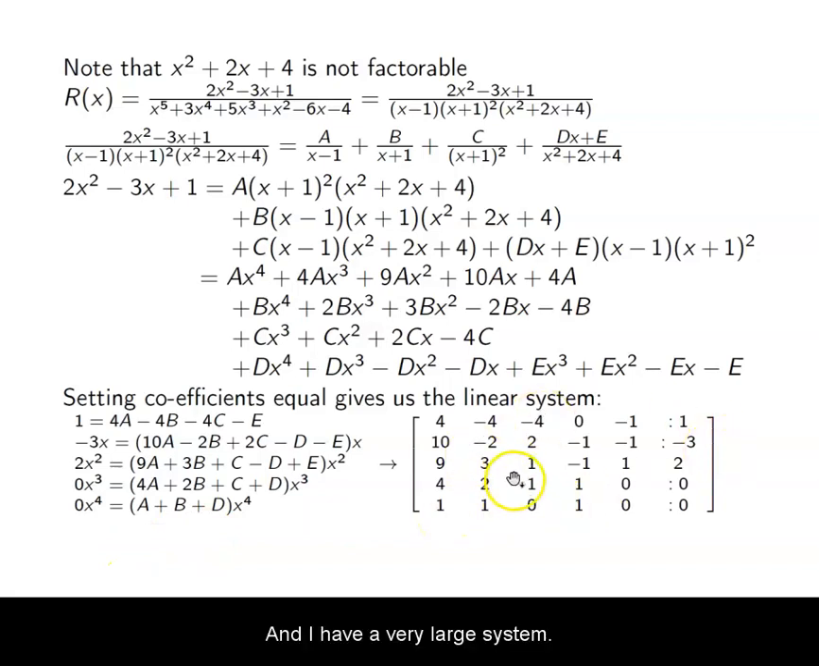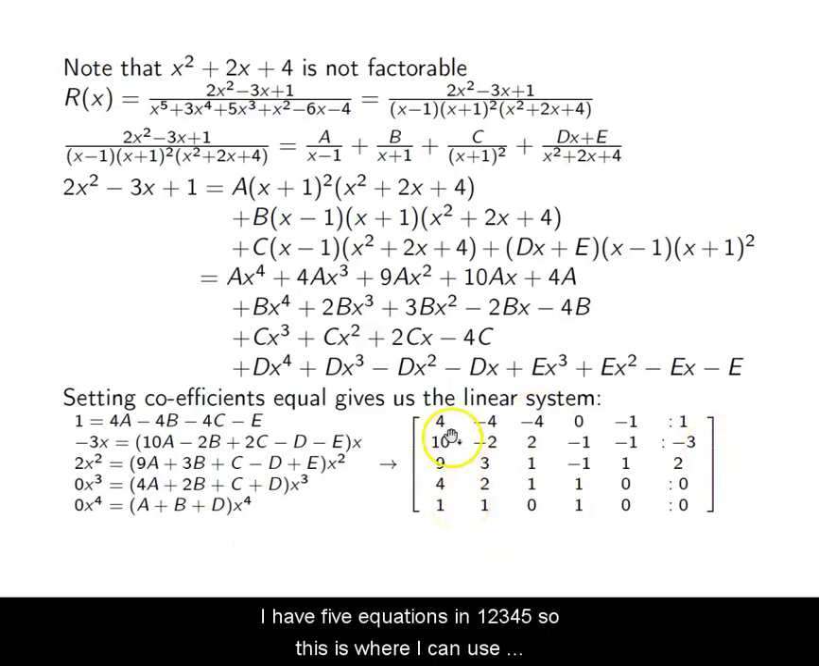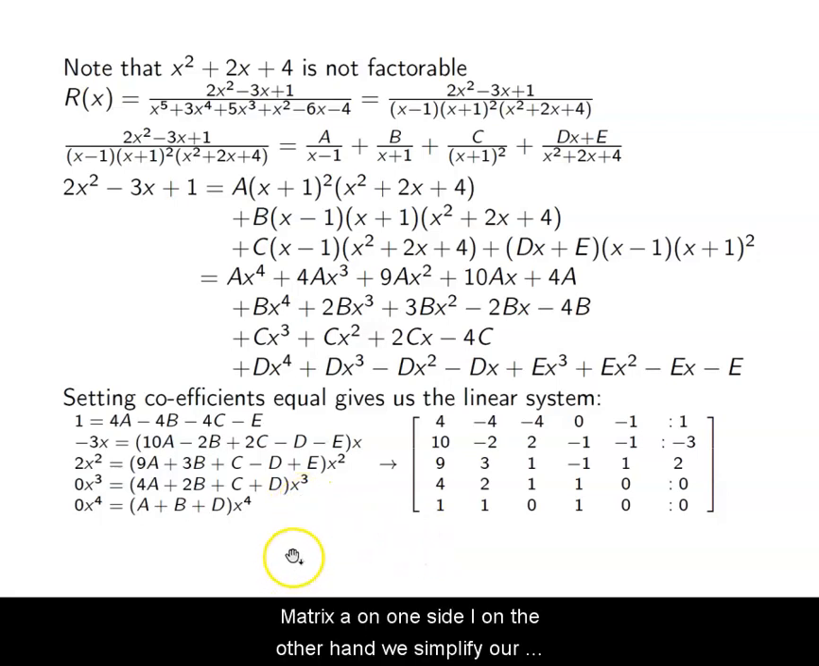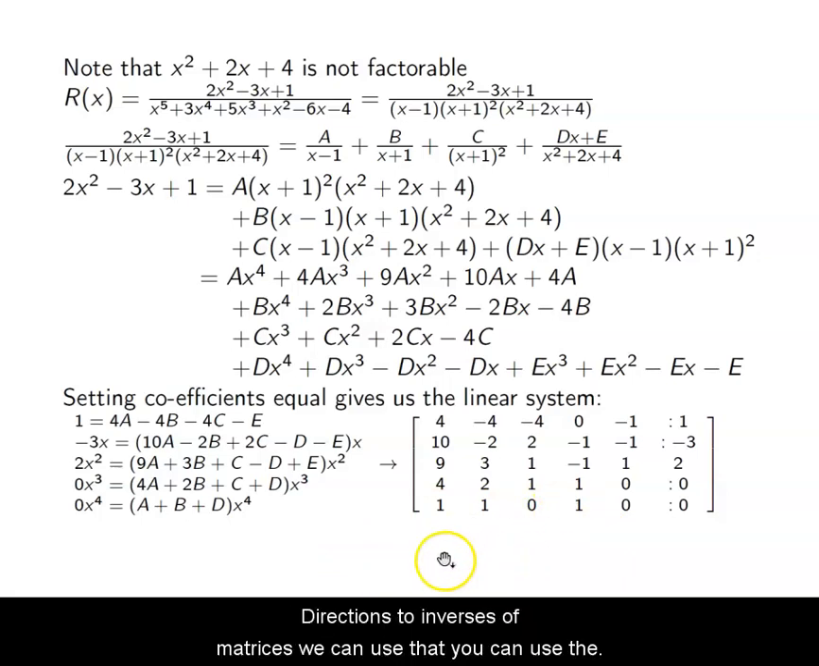And I have a very large system, right? I have 5 equations and 5 unknowns: 1, 2, 3, 4, 5. So this is square. I can use inverses here, although, again, finding an inverse for a large matrix can be time consuming. Remember, the process for that is we write a partitioned matrix, A on one side, I on the other, and we simplify our A down to I using Gauss-Jordan, and we'll end up with A inverse on the right side, right? So if you go back a couple of sections to inverses of matrices, we can use that.